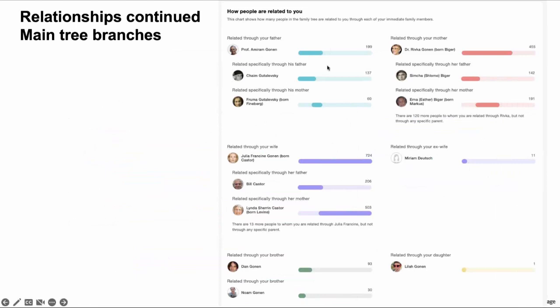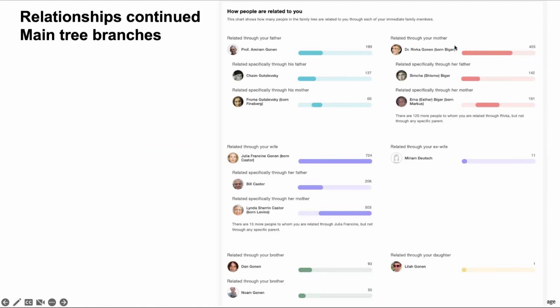And furthermore, I can break it down by those who are related to me through my father, how many specifically through my father's father, so his brothers and sisters or his parents and so on, how many through my father's mother, below that, and the rest would be both father and mother. So, for example, look here at an example of my mother, where I see that I have a much larger tree through my mother's side, 455, versus 199 through my father's side. And the same here through my mother's father or my mother's mother.